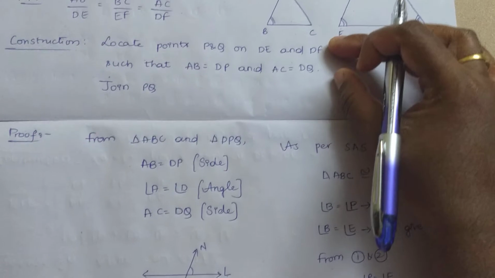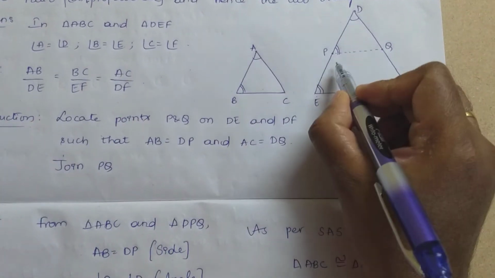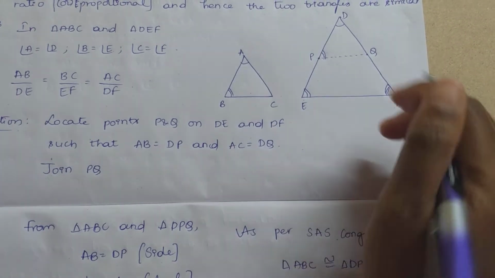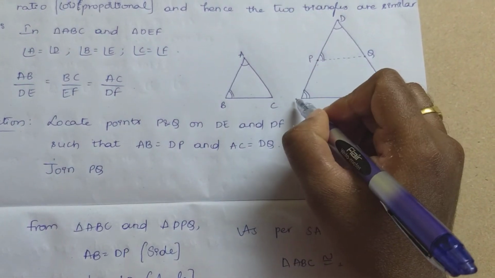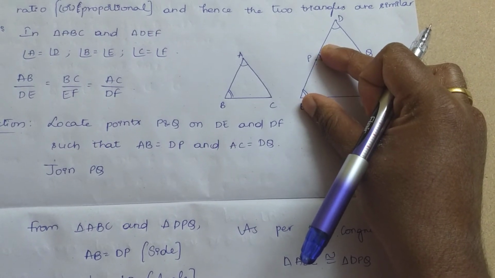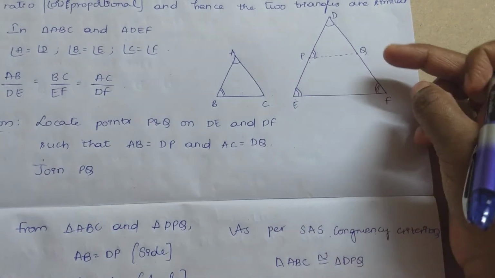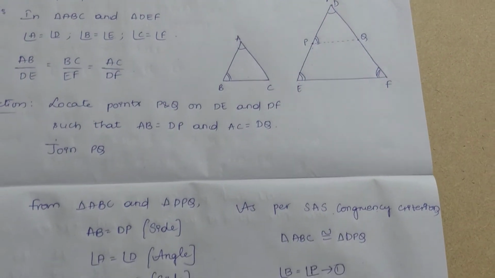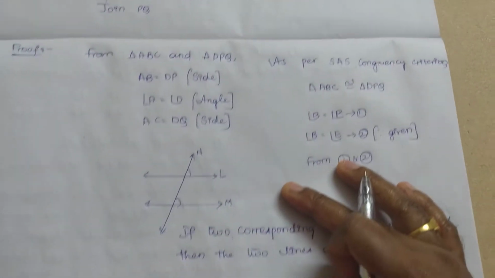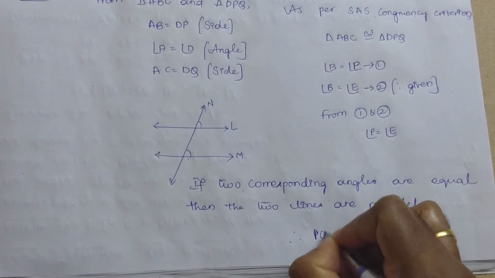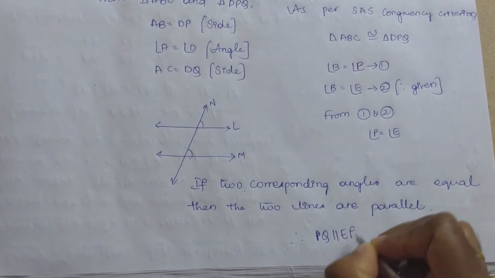Same way, apply the concept here. When you consider PQ as one line and EF as the other line, the corresponding angles are equal. Corresponding angles means angle P and angle E are equal. If the corresponding angles are equal, then the lines are parallel. So from this what can you write? We can write that PQ is parallel to EF. So therefore PQ is parallel to EF.